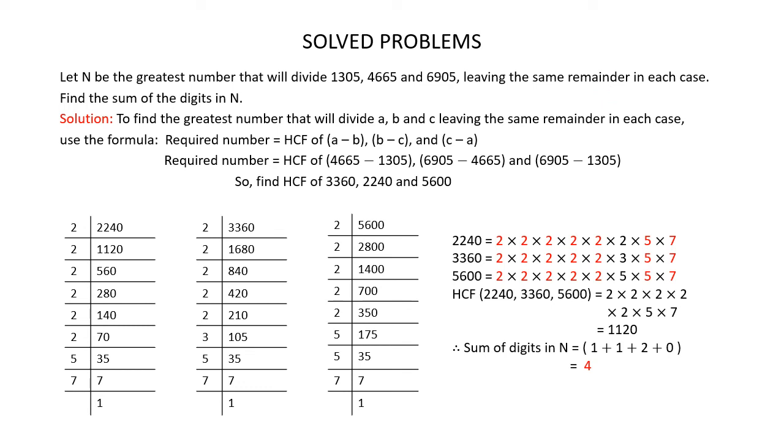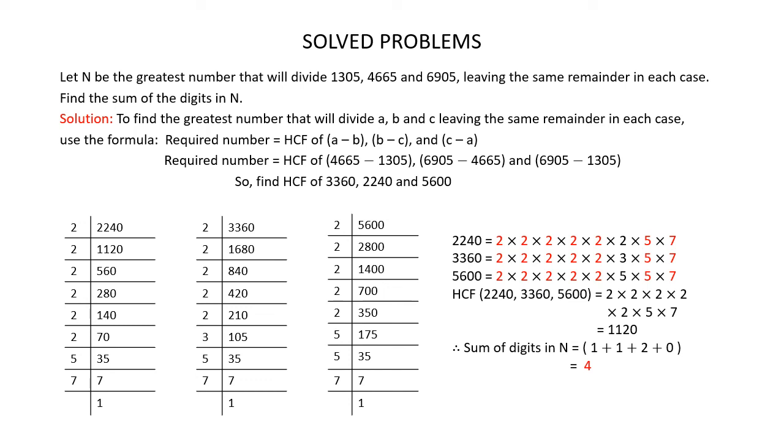Now, you know that to find the greatest number that will divide A, B and C, leaving the same remainder in each case, you have to use the formula. Required number is equal to HCF of A minus B, B minus C and C minus A. You can use this formula when the remainders are the same in each case and the value of the remainder is not given, as seen in the present problem. So now you have to find the required number in this problem.